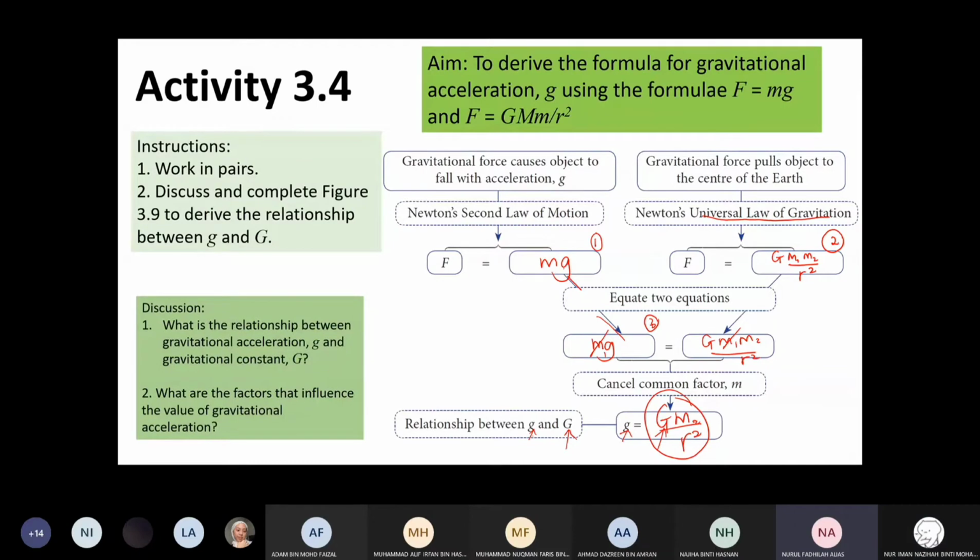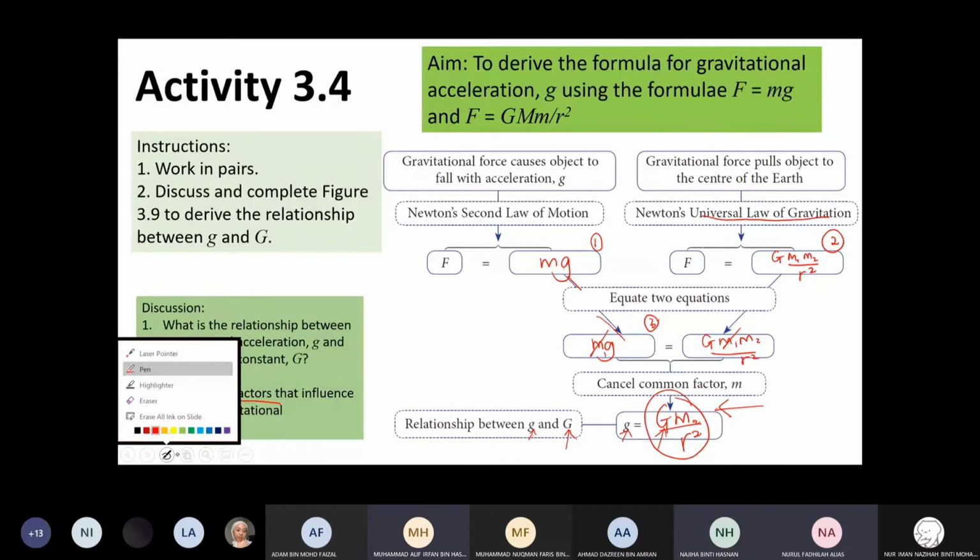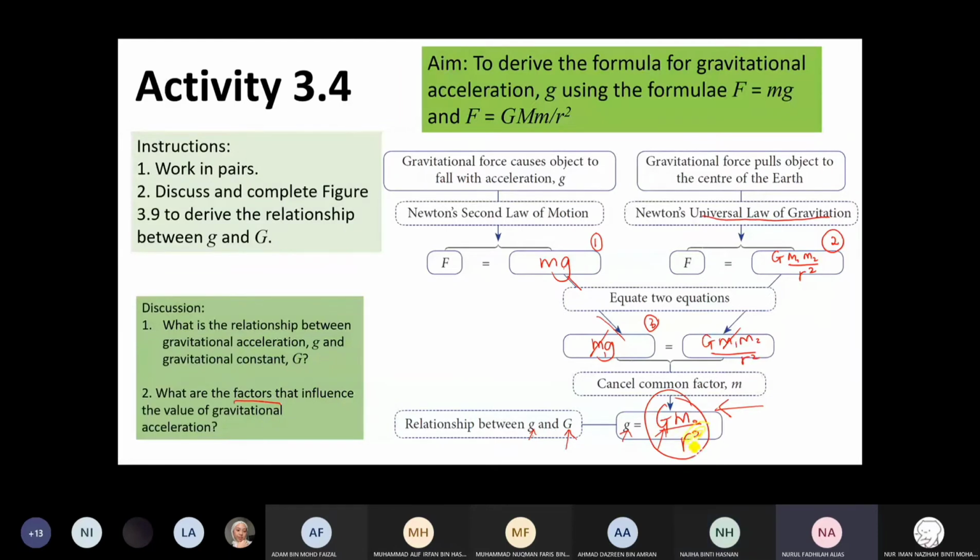So from the formula also, we know the factors that influence the value of gravitational acceleration. So what are the factors? Look at the formula. Mass saja tu. Mass, very good. And is it mass only? Distance. Yeah, distance squared kan? The square of the distance.